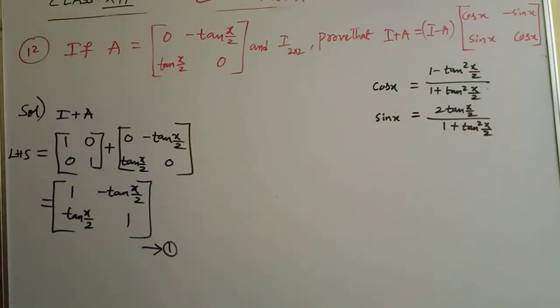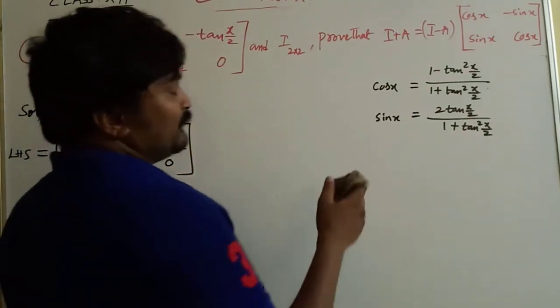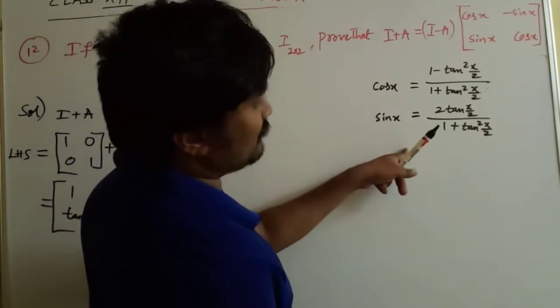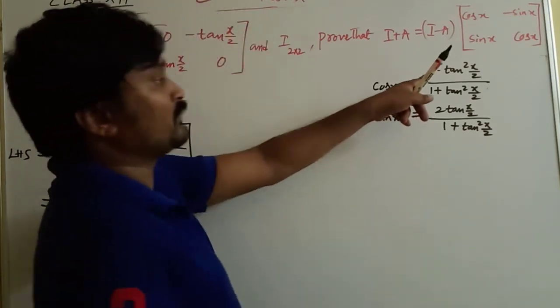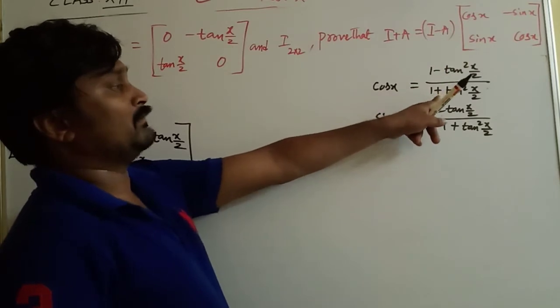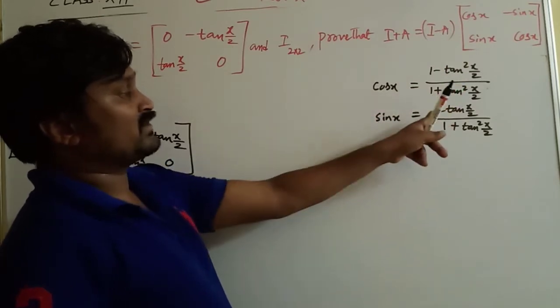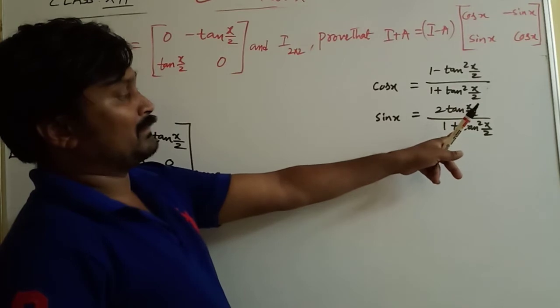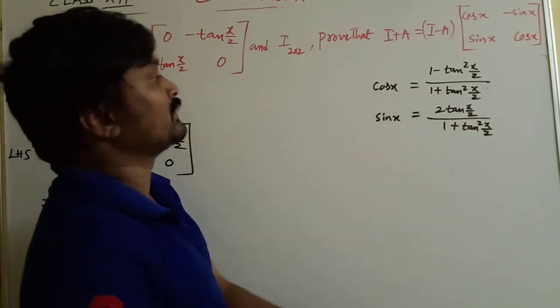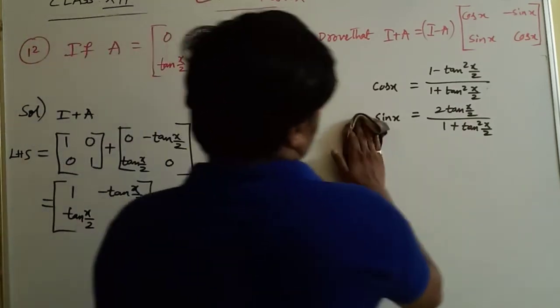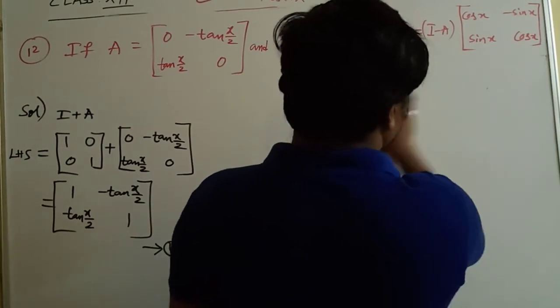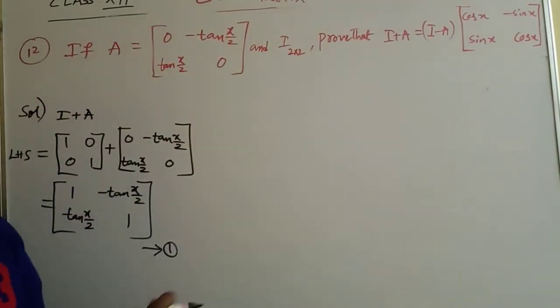Okay, so let's move on to that RHS. Before going to that RHS, you just remember these formulas. Cos x is equal to (1 minus tan square x upon 2) upon (1 plus tan square x upon 2), sin x is 2 tan x upon 2 upon (1 plus tan square x upon 2). This you have to remember, then everything becomes easy for you. So let me solve here so that you can understand.